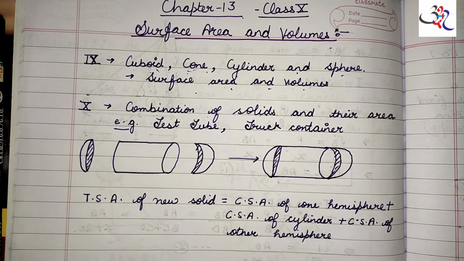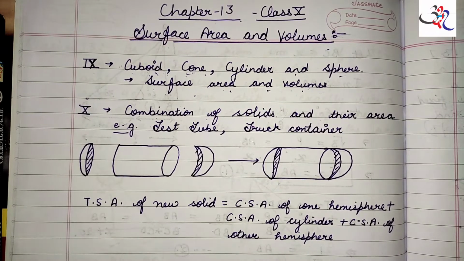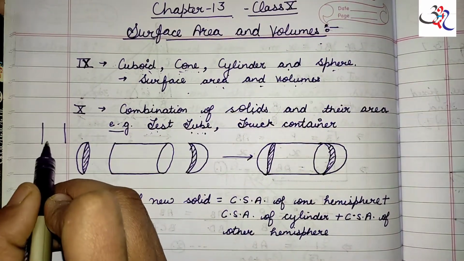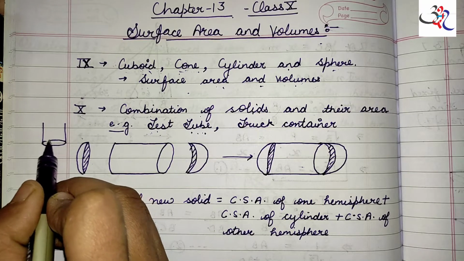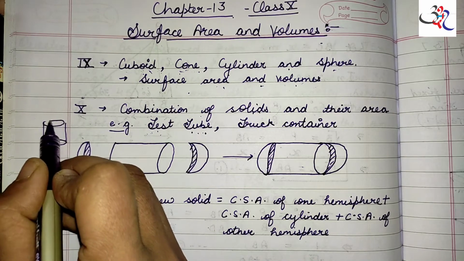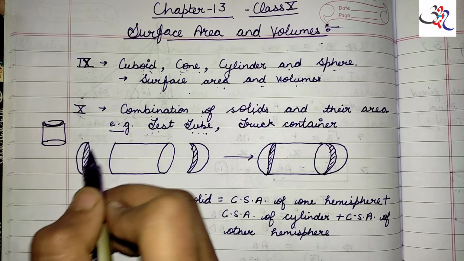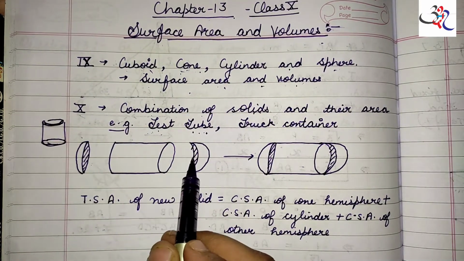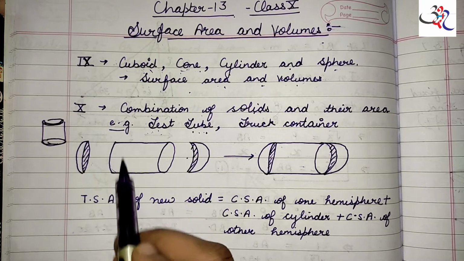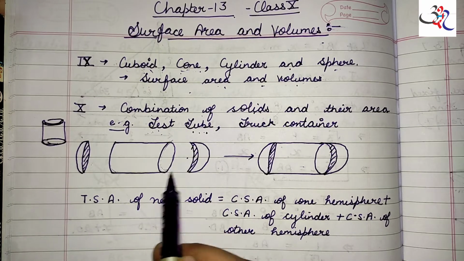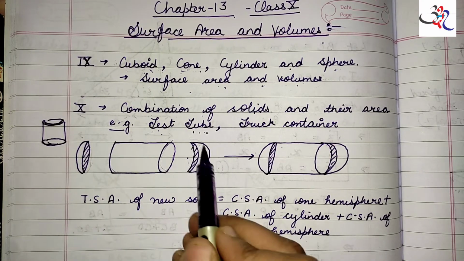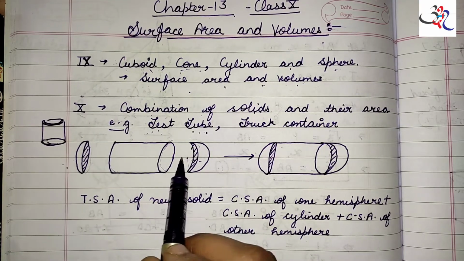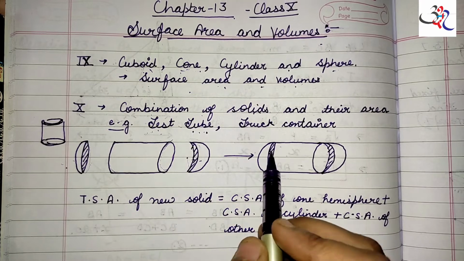For example, you have seen a test tube in your science lab. So what is a test tube? A test tube is somewhat the shape of a cylinder with two hemispheres at both of its ends. That is called a test tube. So suppose this is my cylinder and two hemispheres are there at the two ends of that cylinder. That results in a test tube.